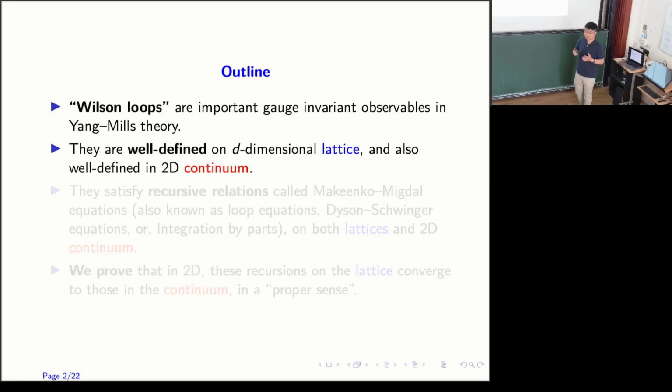Basically, Yang-Mills theory has an internal symmetry called a gauge symmetry. So when we talk about correlations in this theory, we care about correlations of gauge invariant observables, observables which are invariant under the symmetry. These observables are called Wilson loops. On a lattice of any dimension, these Wilson loops are well defined, and also in continuum dimension 2, they are well defined.